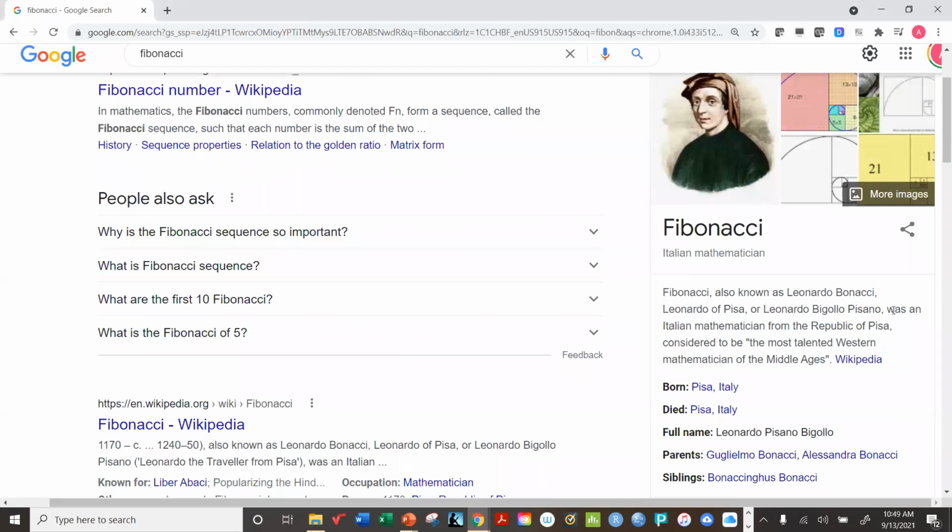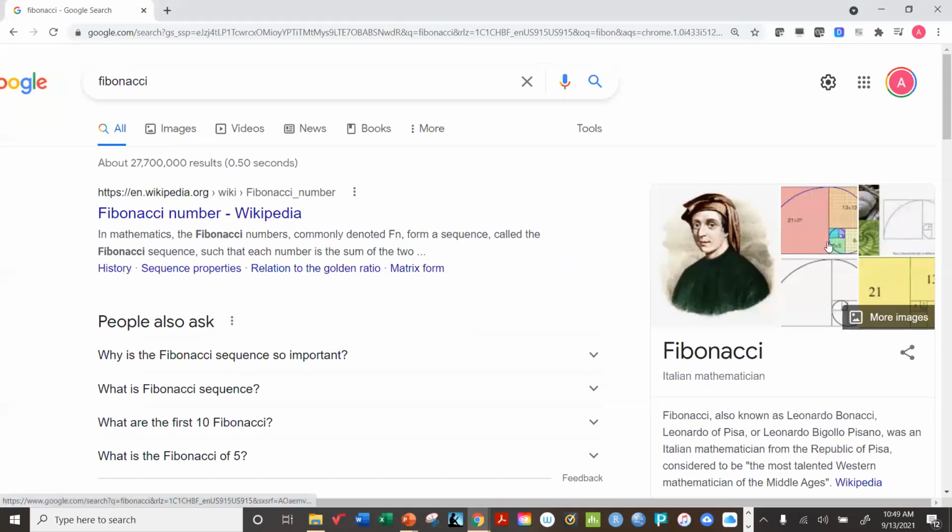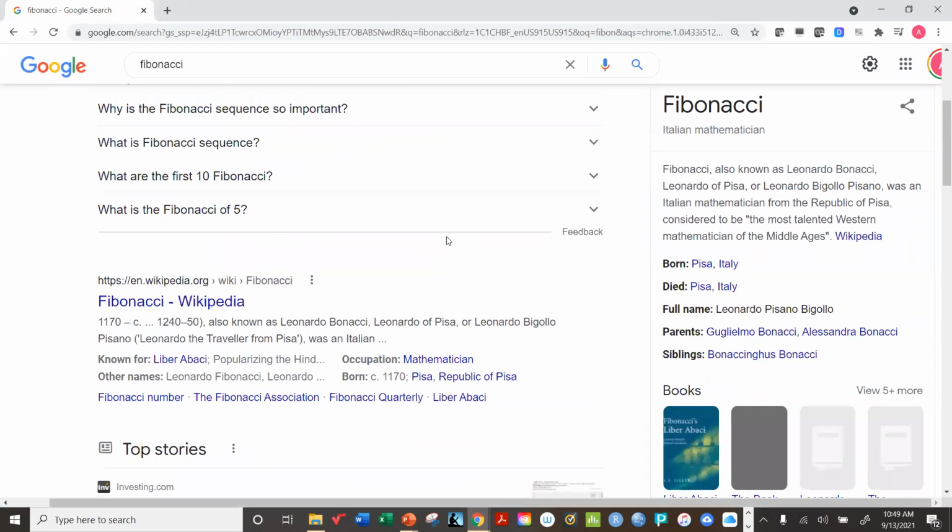And he was considered to be the most talented mathematician of the Middle Ages. And so he was very well known. And a lot of what we have now is taken directly from his writings, including this golden ratio. In fact, there's a lot of other interesting things that can be done with it.